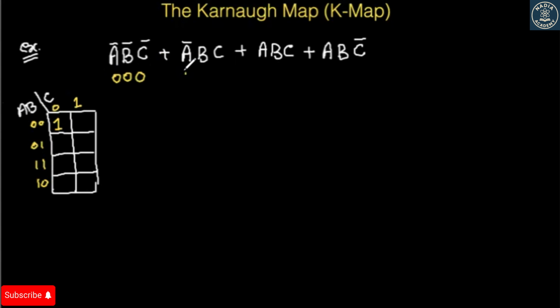Next is A bar, meaning A 0, B 1, C 1. So 0, 1, 1 over here. Next one is 1, 1, 1. So 1 would go here. Then 1, 1, 0. So 1, 1, 0, the 1 is over here.